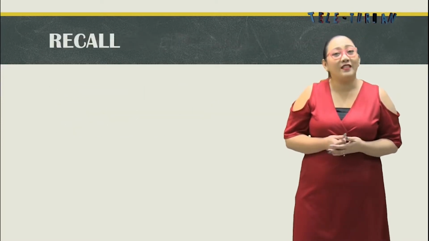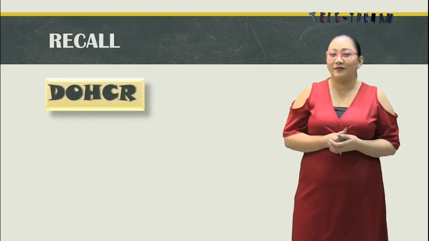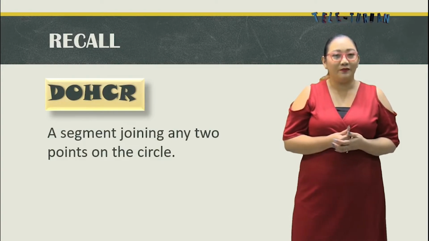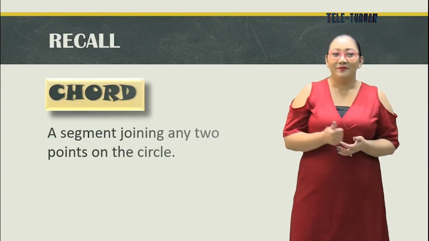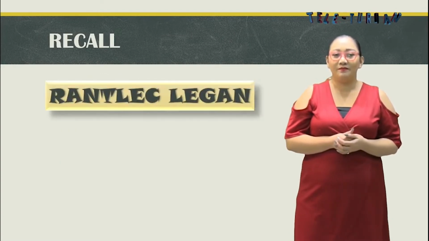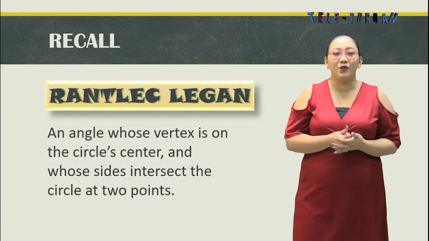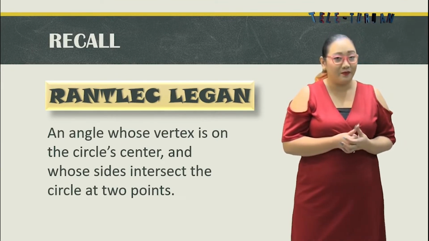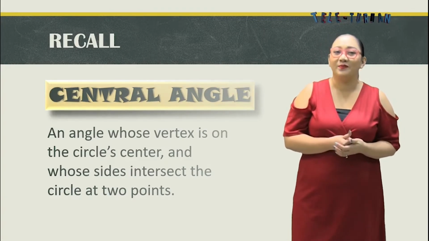Before we start our lesson, let's try to do a little recall. What is this word? This is a segment joining any 2 points on the circle. Do you know what it is? Yes, it's a chord. Let's look at our next word. What is this? It's an angle whose vertex is on the circle's center and whose sides intersect the circle at 2 points. Do you know what it is? Yes, it's the central angle.